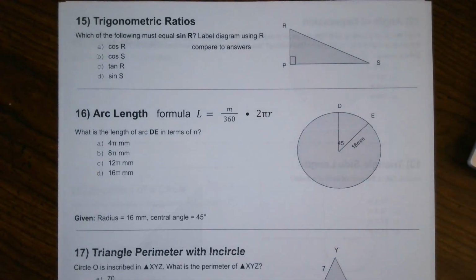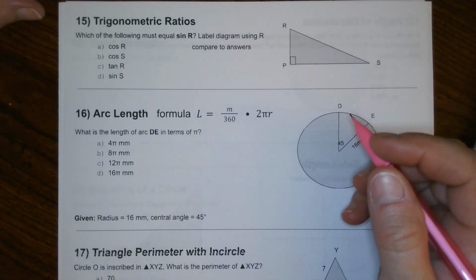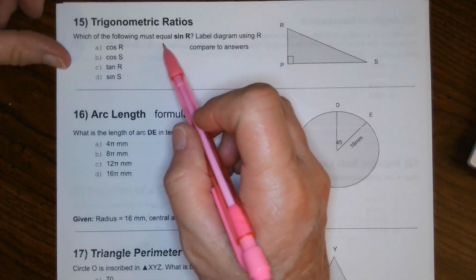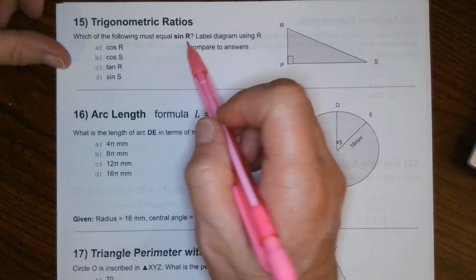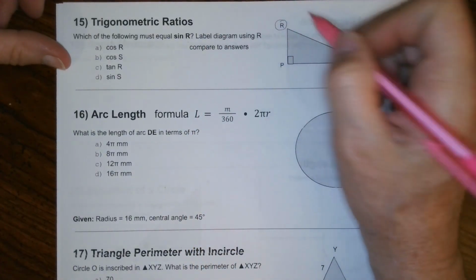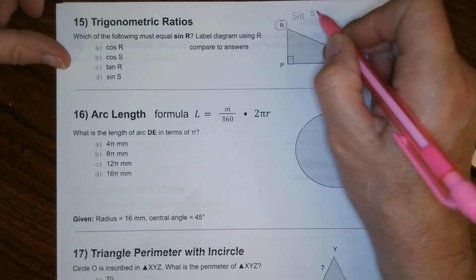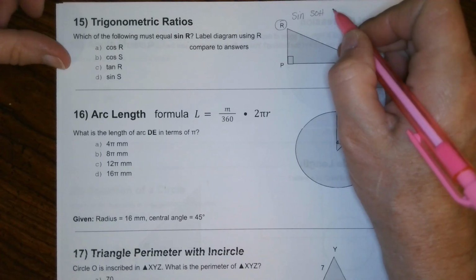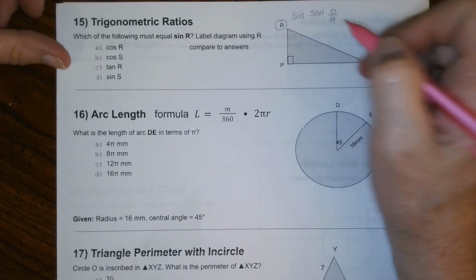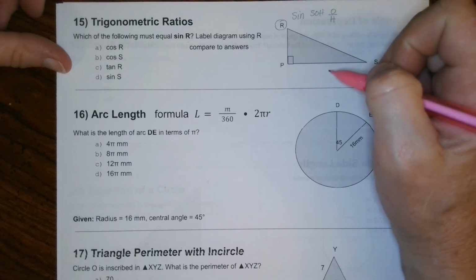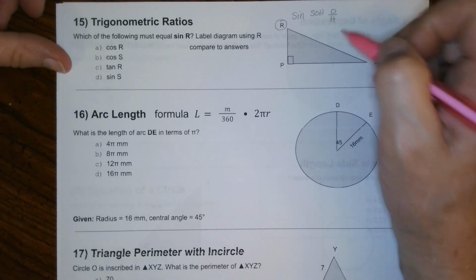So we're here for questions 15 through 22, I believe. We're continuing with some trigonometric ratios. We're going to be looking at which of the following must equal sine of r. Okay, so here's r. We need the sine of r. Sine is opposite over hypotenuse. So we need to look at the sides that are opposite and the hypotenuse.